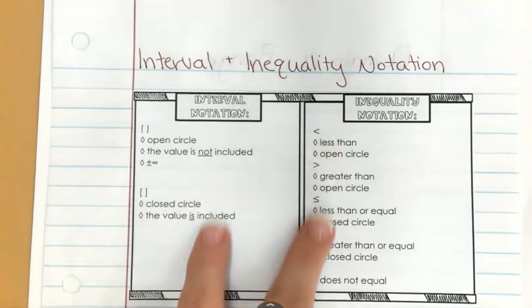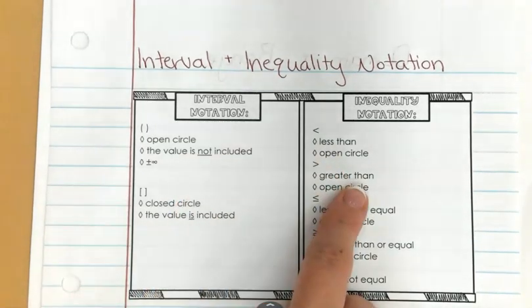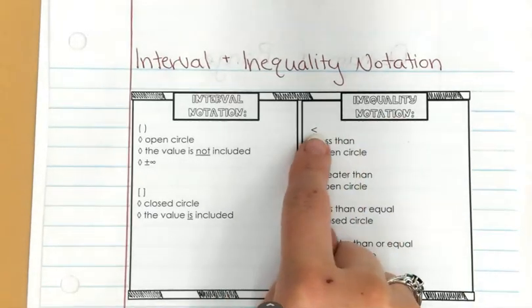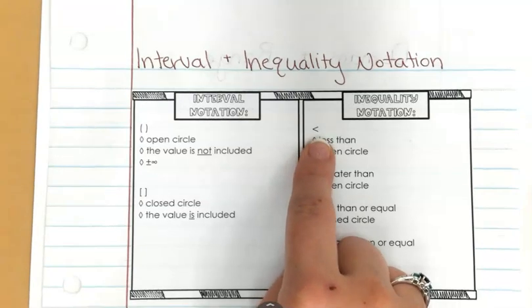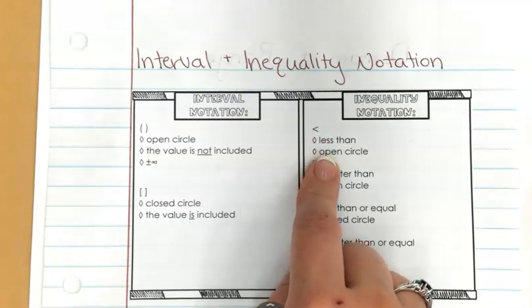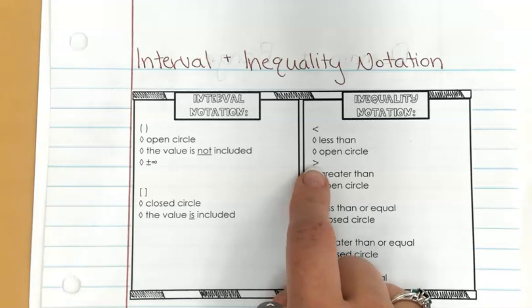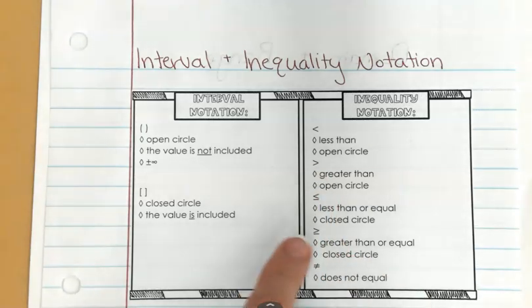So here are some quick bullet points on interval and inequality notation. You are probably familiar with inequality notation. You know, the alligator eats the bigger number. So this one means less than, and this would correspond with an open circle because it's not underlined. Same with greater than, open circle.